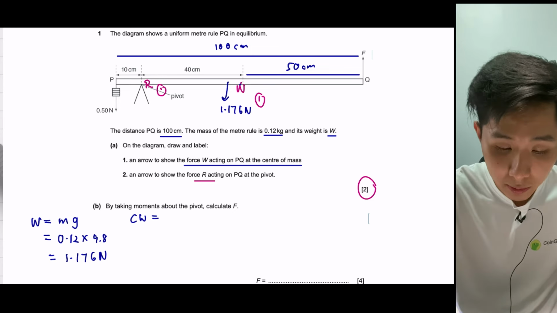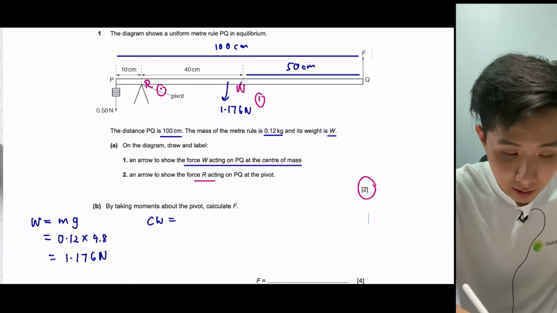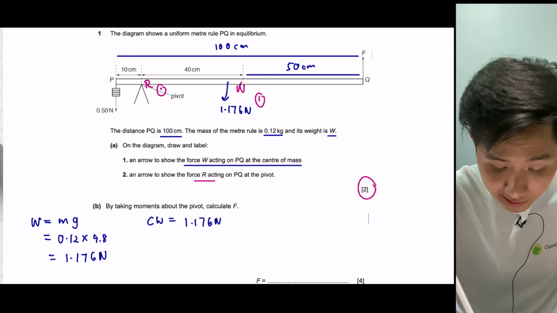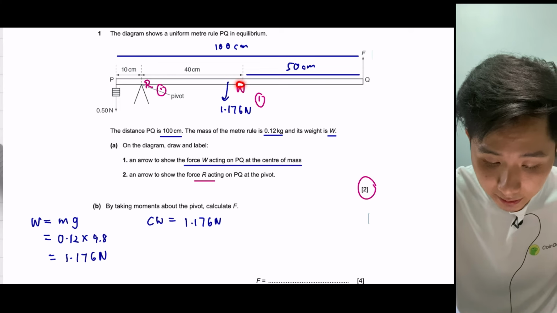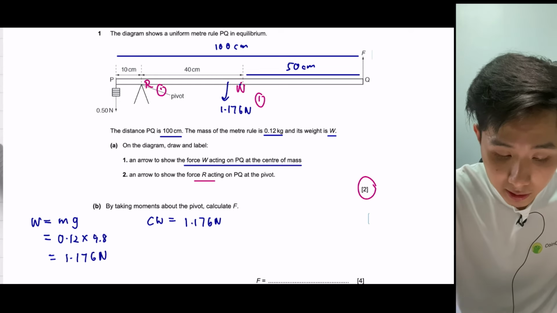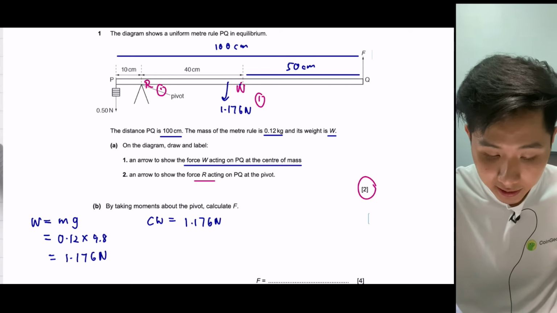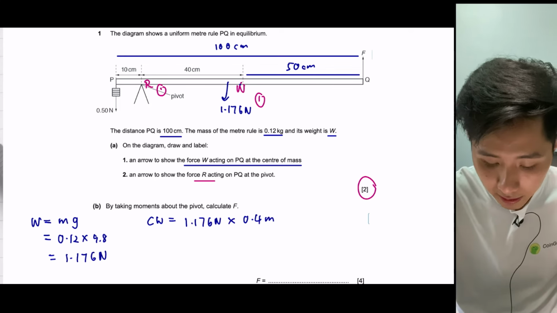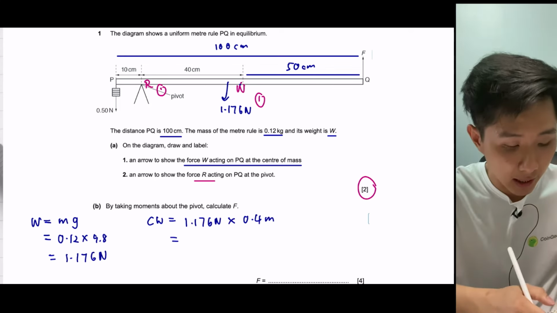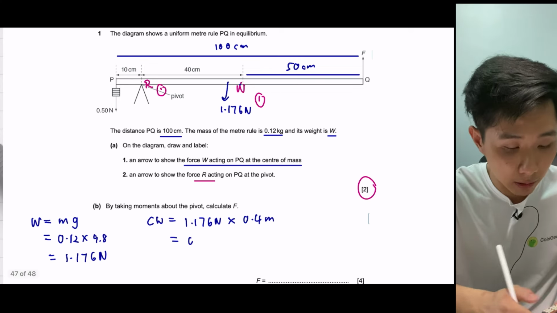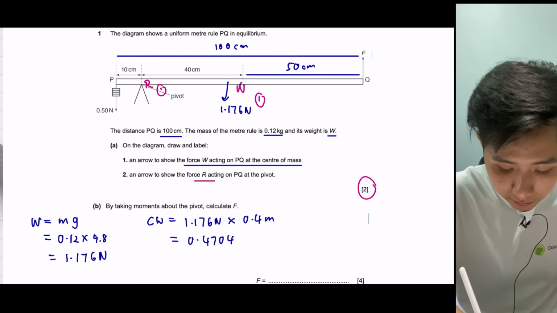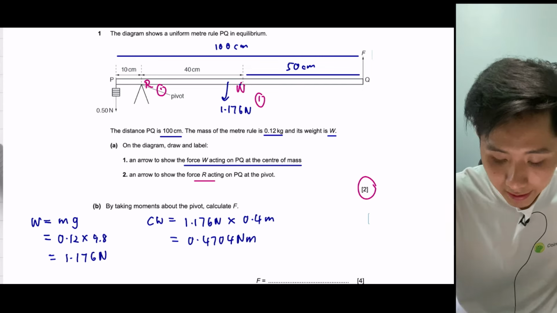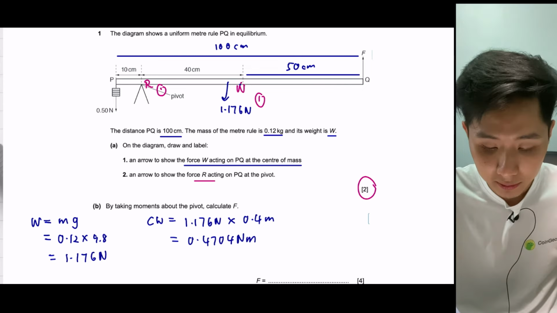So my clockwise moment is going to be 1.176 Newton, and the distance between the center and the pivot is 40 cm. But in this case, I want to convert it into meter. So I'm going to have 0.4 meter. And if I plug that into the calculator, I will get 0.4704 Newton meter. And that is my clockwise moment.